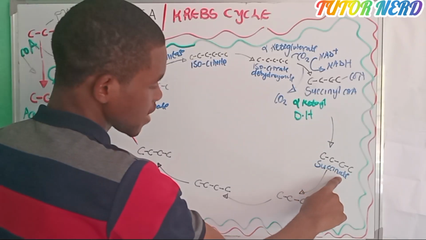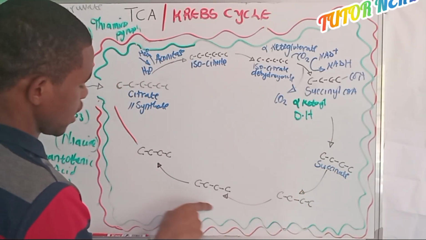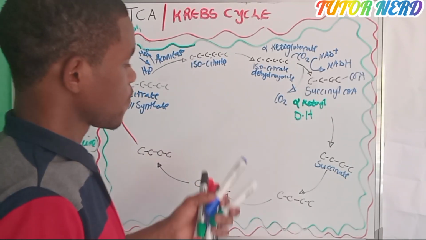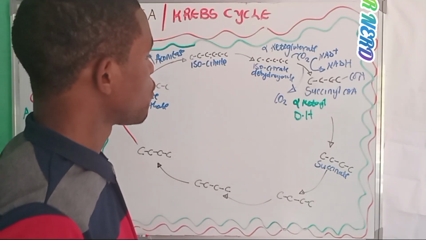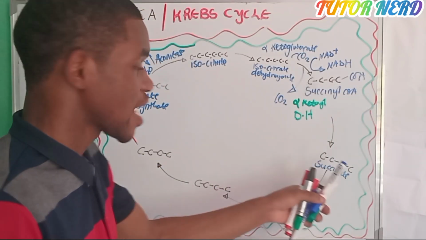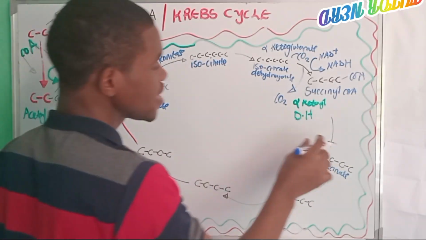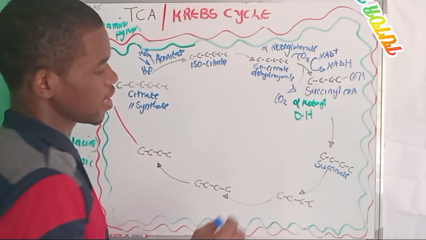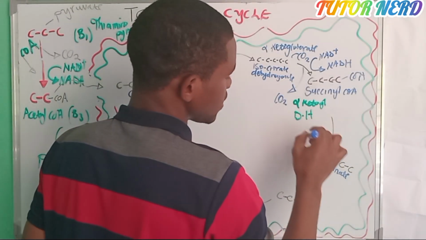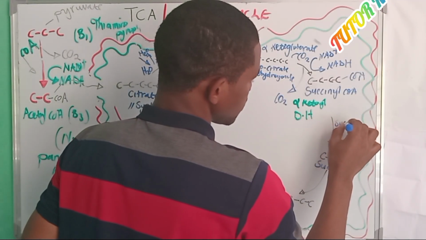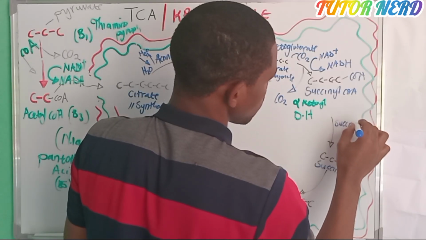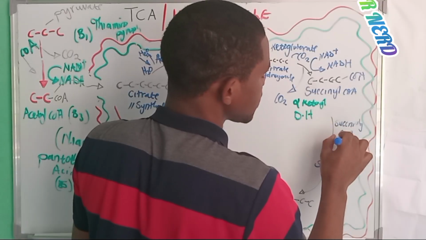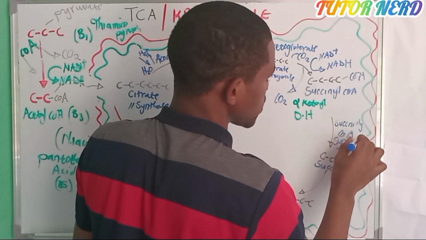The intermediates after succinate, they all have the same carbon atoms. So it is now very easy to understand. Here, this succinate was converted from succinyl CoA by which enzyme? The enzyme that was used is succinyl CoA synthetase. That is basically the enzyme that was used here.